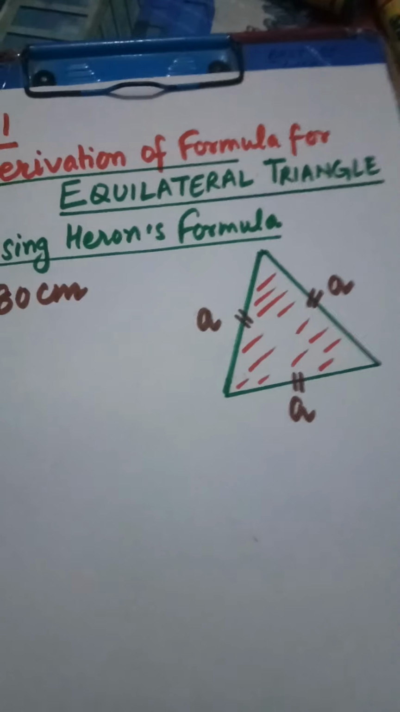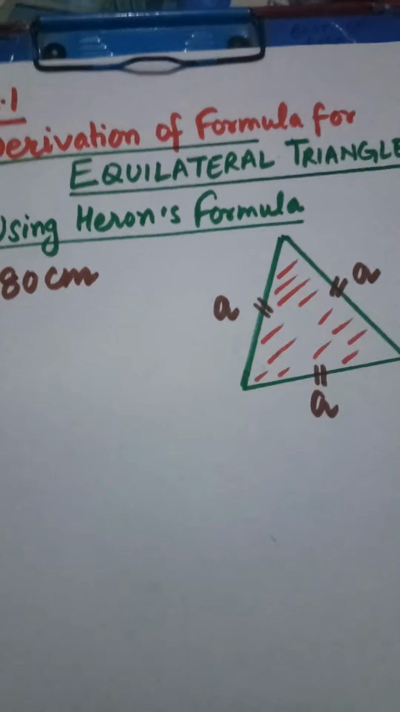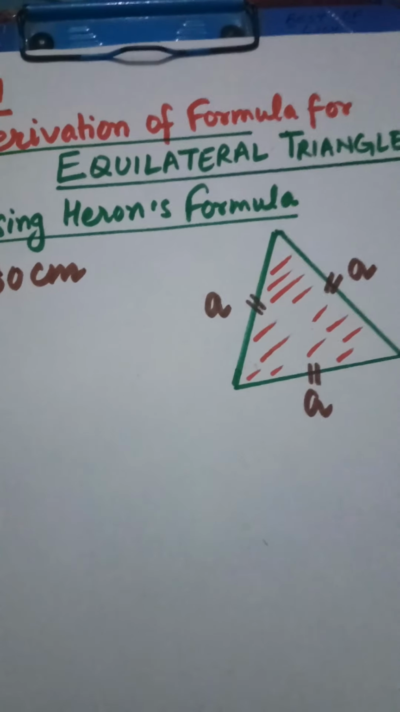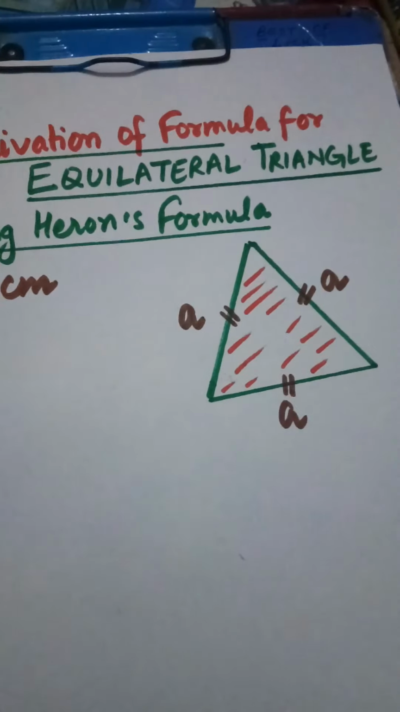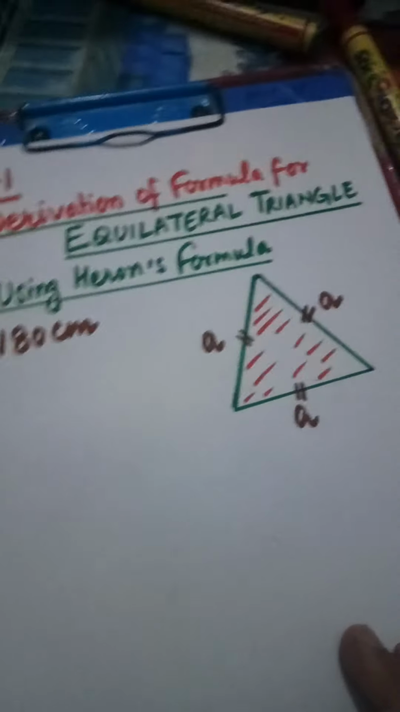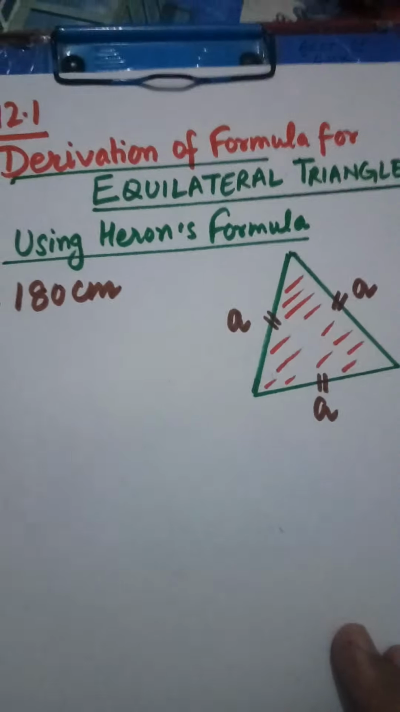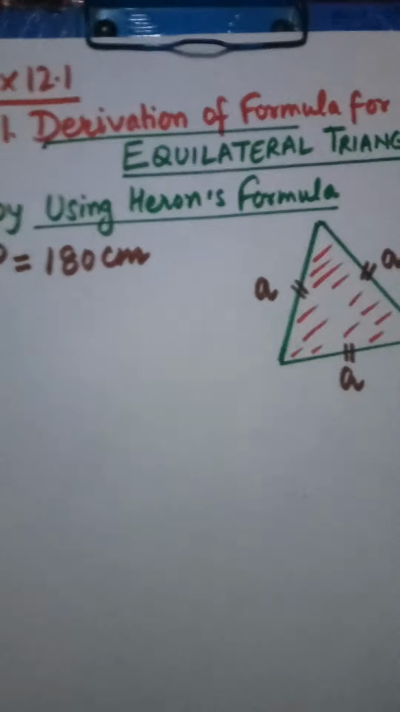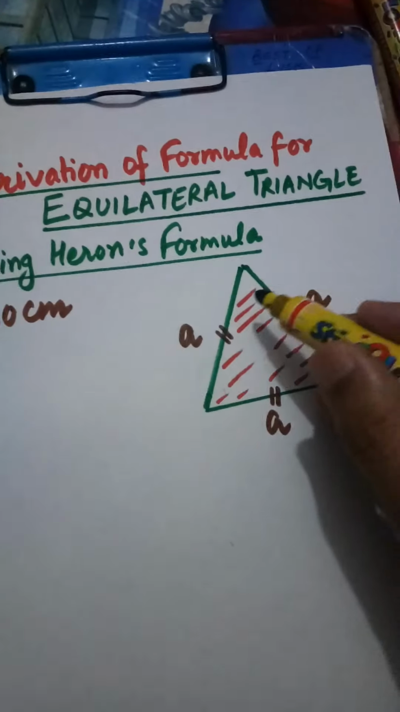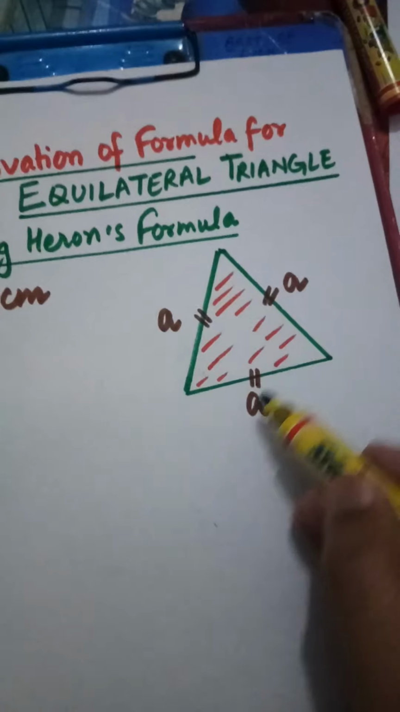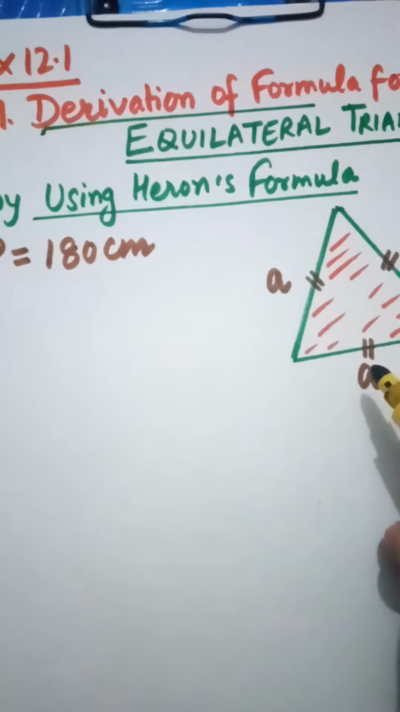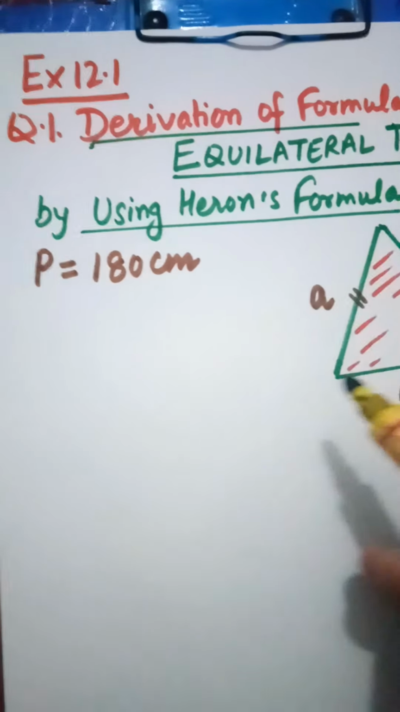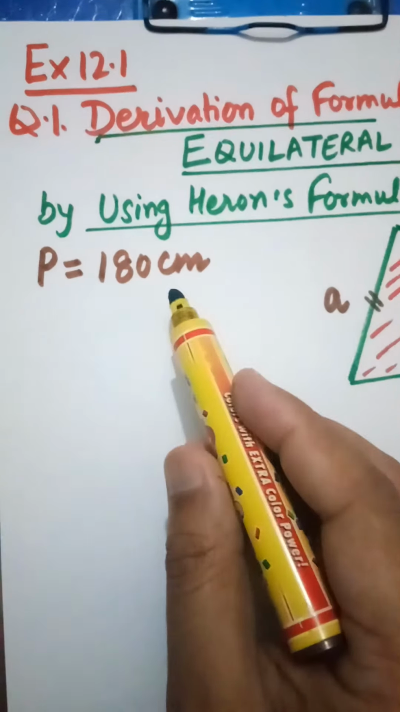Children, the beauty of Heron's formula is that it can be applied to any triangle, whether it is equilateral, scalene or isosceles. So here we are deriving the formula for an equilateral triangle. We have an equilateral triangle with all three sides equal, denoted by small a. We also know the perimeter of this triangle: it is given as 180 centimeters.